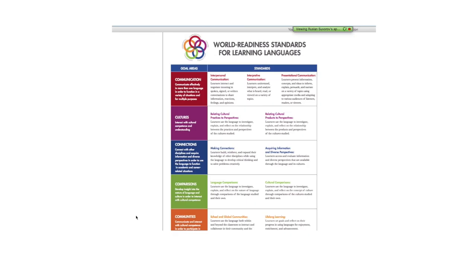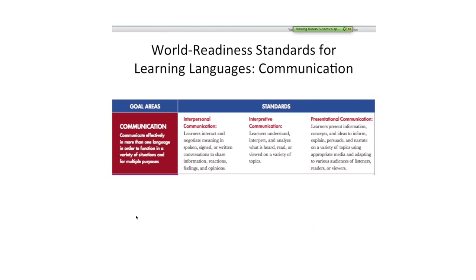So in PBLL, one way to ensure that your project will help learners improve their language knowledge is to follow the World Readiness Standards for Learning Languages. These standards provide a roadmap to guide learners to develop their communicative competence in the target language by focusing on the five goal areas, which are communication, cultures, connections, comparisons, and communities. So as suggested by the standards, language knowledge is based on the learner's ability to communicate effectively in three modes, and these are interpersonal mode, interpretive mode, and presentational mode.